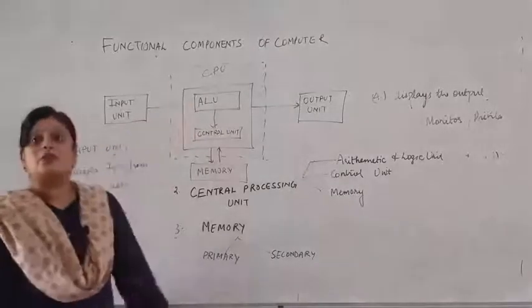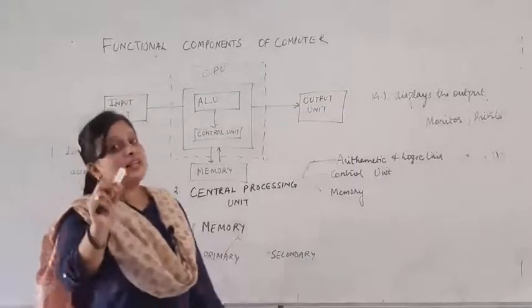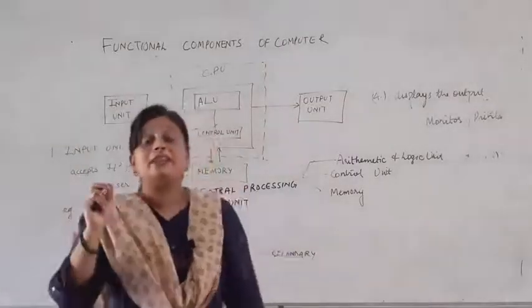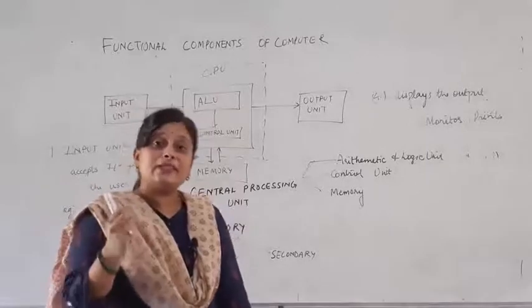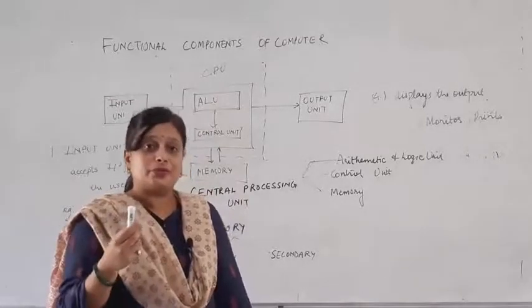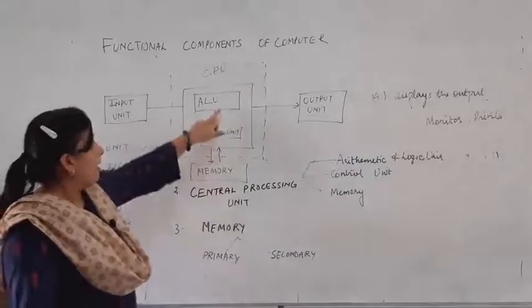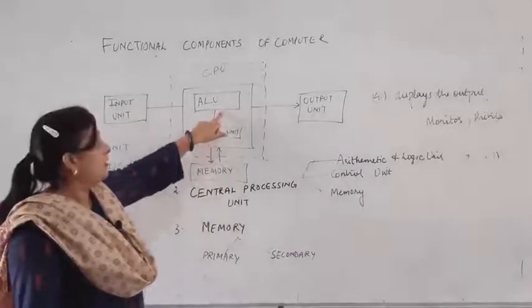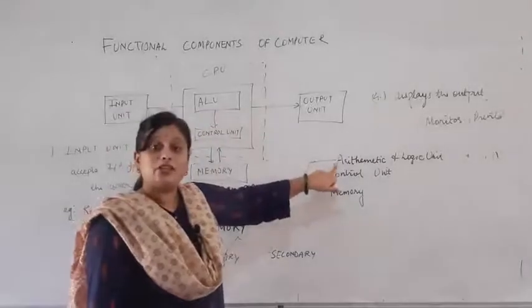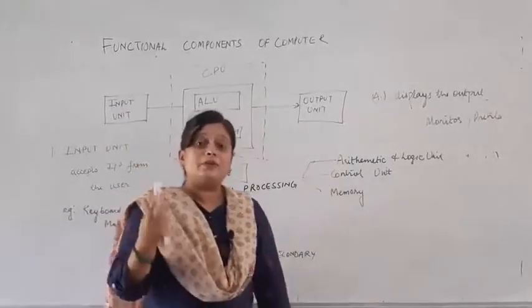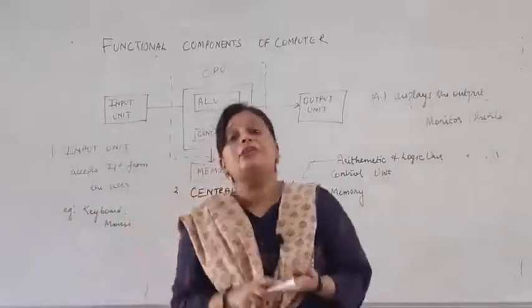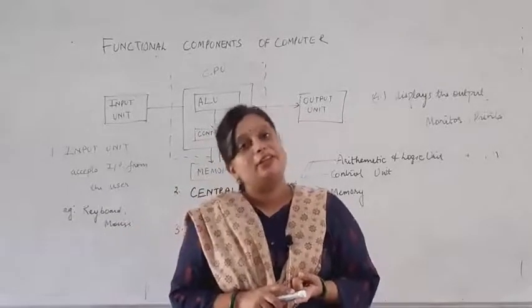Next one is the central processing unit. It is actually the brain of the computer, wherein the actual processing begins. It has certain components. The first one is your arithmetic and logical unit. What this arithmetic and logical unit does is it performs all the arithmetic and logical calculations within the computer.